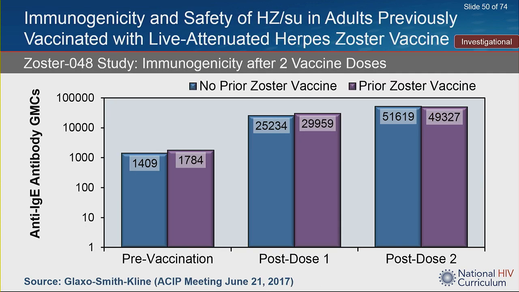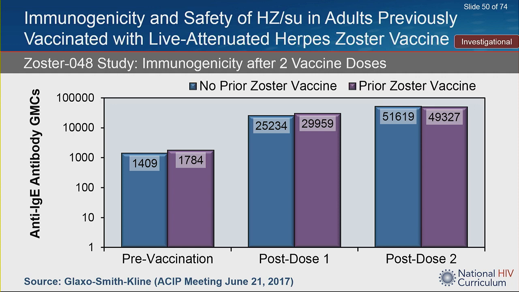What do we know about it in terms of immunogenicity in individuals with HIV? So this is deceiving because this is a log scale. So these are impressive bumps up. But this is not in HIV, I should say. That's the next slide. This is a study looking at, does this vaccine give you a response if somebody had the previous zoster vaccine? So this is the question everybody's asking me is, okay, what if my patient got the old vaccine? Can I give them the new vaccine? Will it do any good?